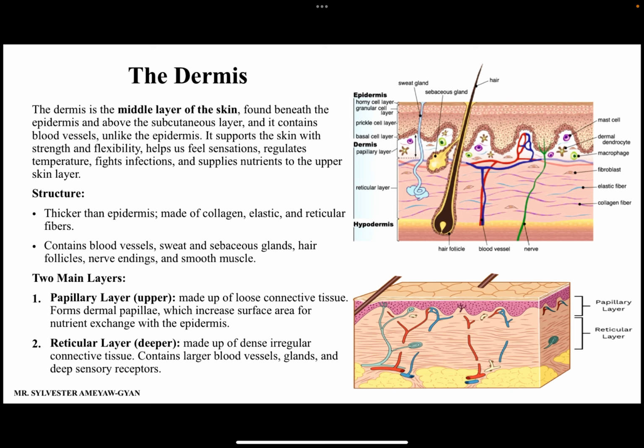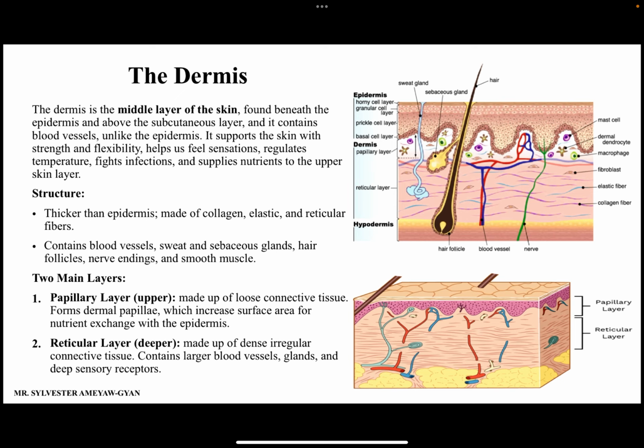You remember we mentioned that the epidermis has 5 layers, but the dermis has 2 layers. Even though the dermis has just 2 layers and the epidermis has 5 layers, the dermis is much thicker. So if you are asked in exams which layer is thicker, the dermis or the epidermis, it is the dermis. Even though it has just 2 layers, it is thicker than the epidermis.